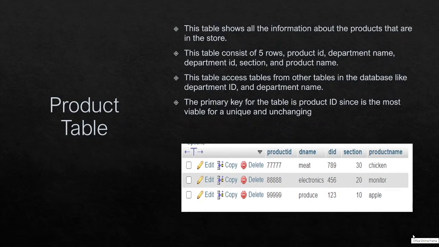For our last table, this table shows all the information about the products that are in the store. This table consists of five rows: product ID, department name, department ID, section, and product name. This table accesses data from other tables in the database as well, for example, department ID and department name. The primary key for this table is product ID. This is the most viable and unique and unchanging that's specific to this table. And that's going to be for the database.